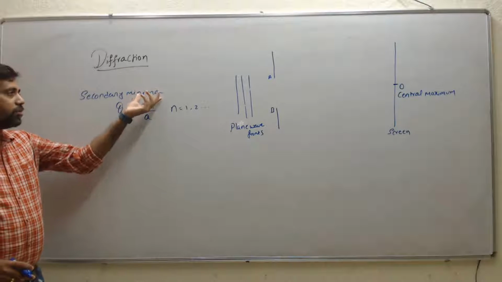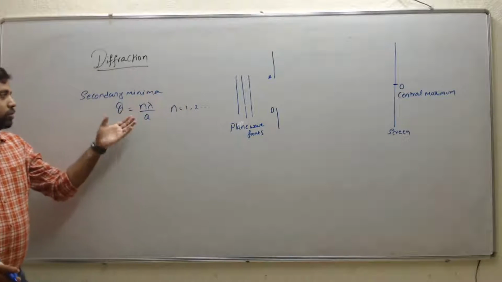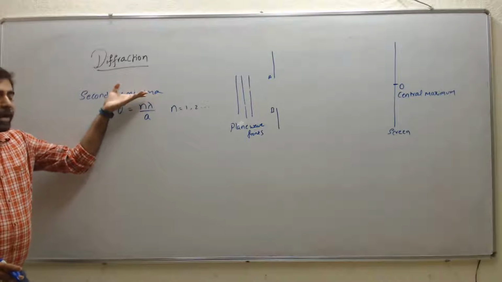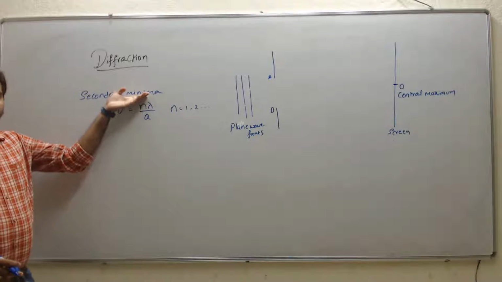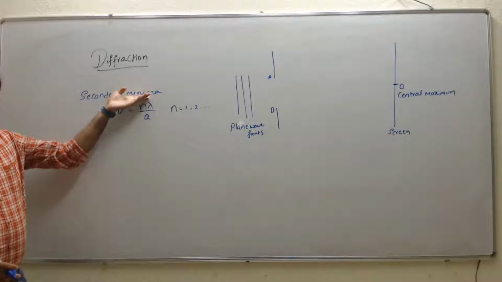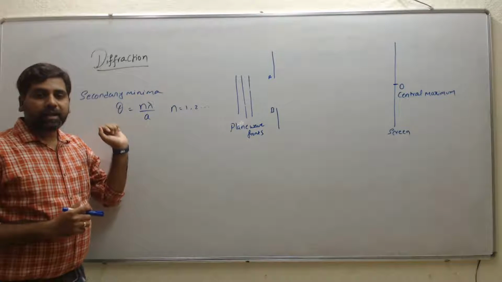Here, what is the minima representing? The diffraction pattern where intensity is 0. Whenever we get intensity 0, we say that the superposition of two waves is out of phase and we get the minimum value, hence the intensity is 0. So this is all about the secondary minimum.